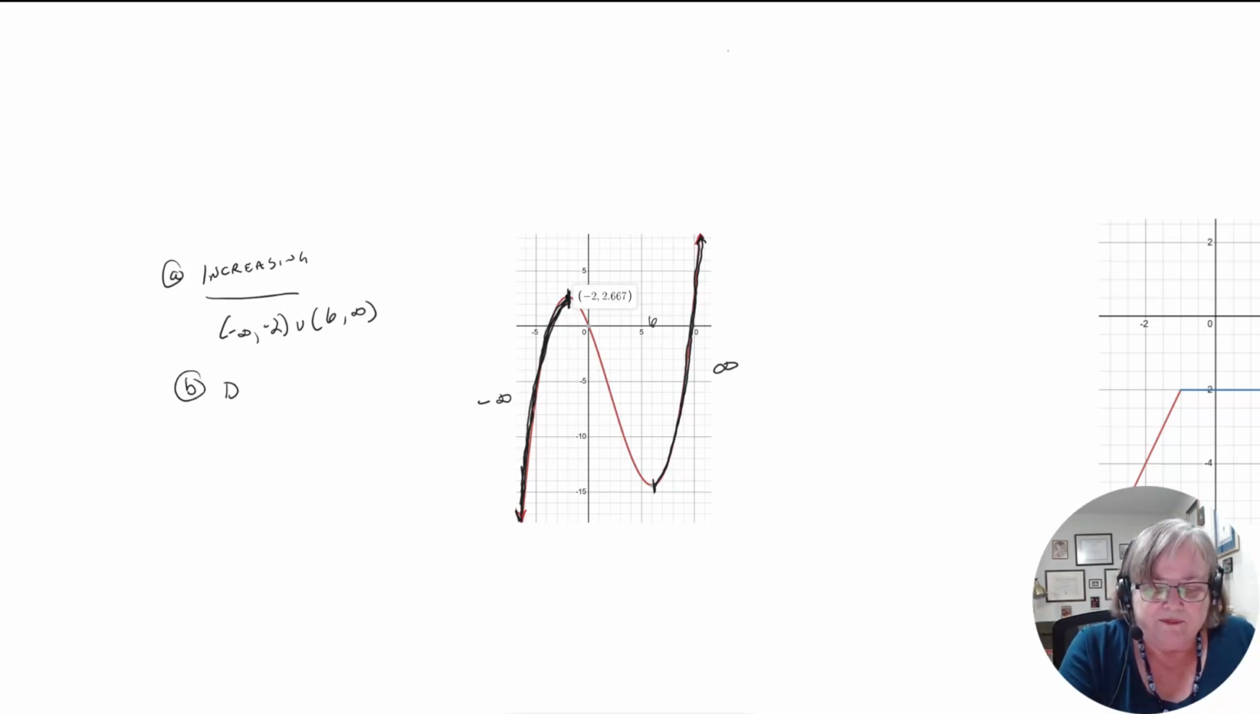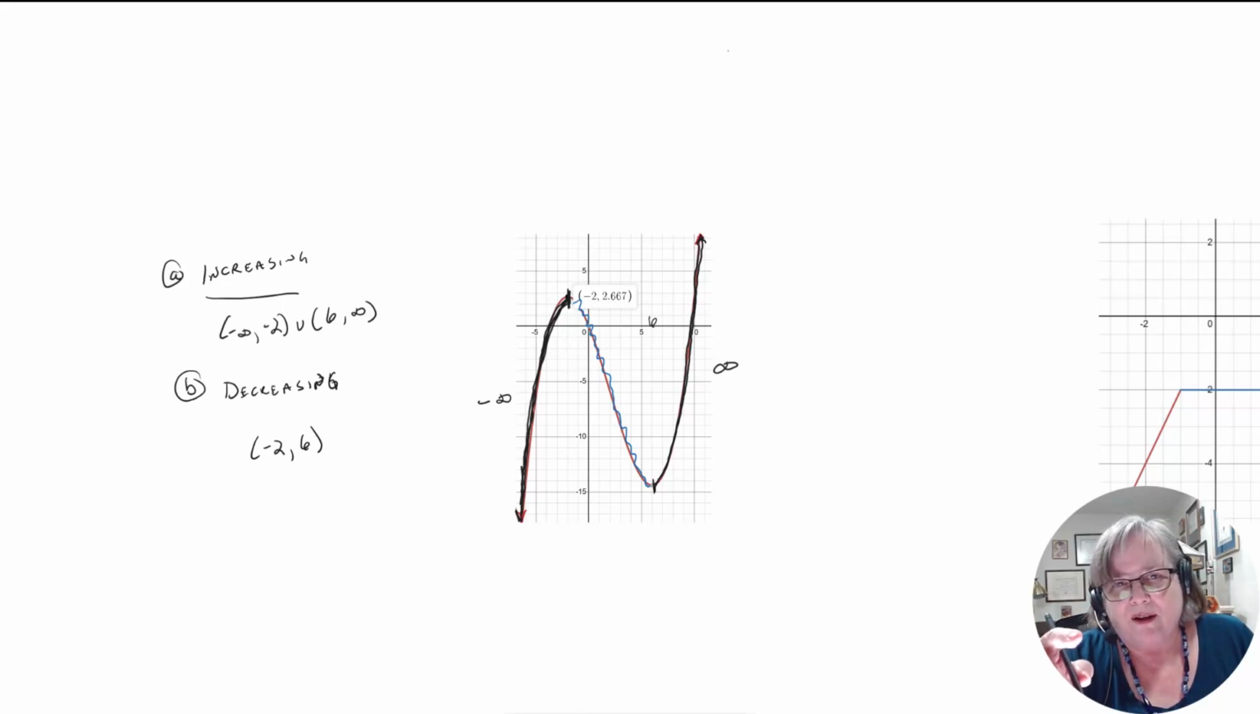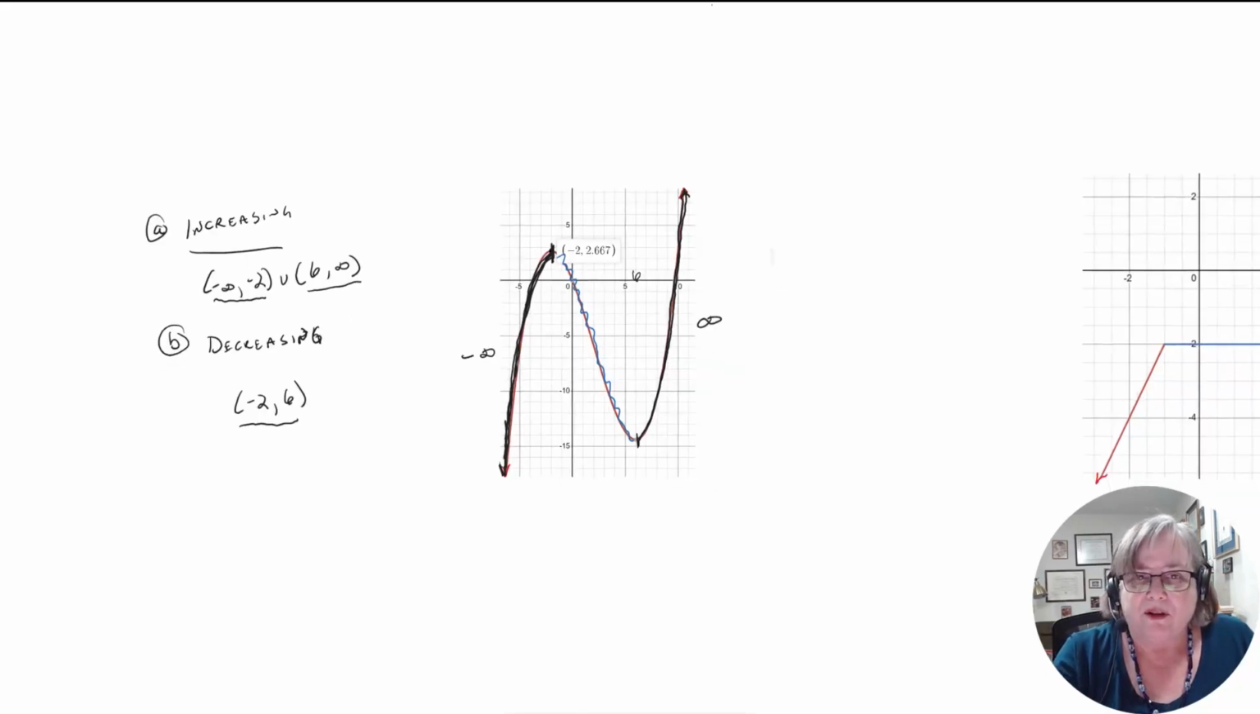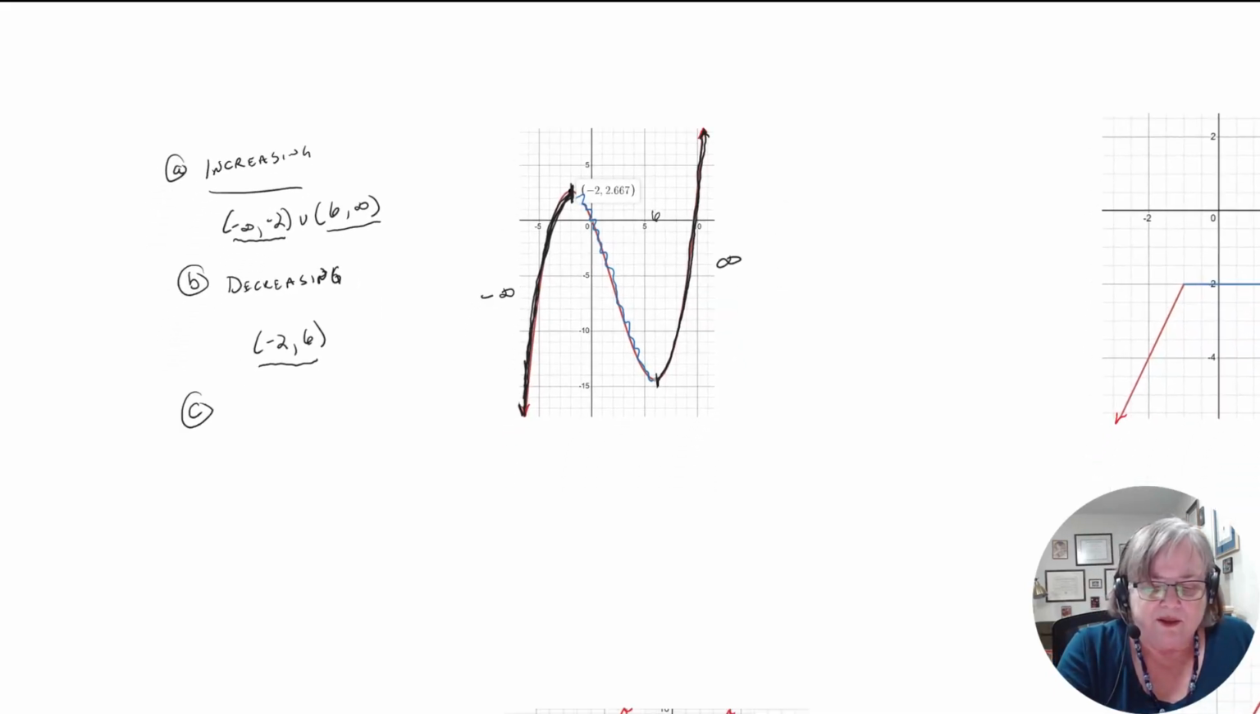Where is it decreasing? It's decreasing in this middle section. Right in here is where it's decreasing. So it would be decreasing from negative 2 to 6. Now, if you look at this, can you see how all the sections of the graph are described here? So you're going to go negative infinity to negative 2, negative 2 to 6, 6 to infinity. So it covers all of the function. And is there any section in here where it's constant? No.